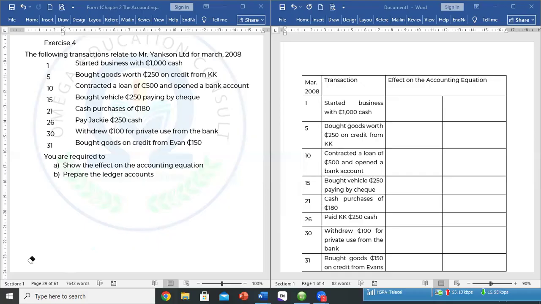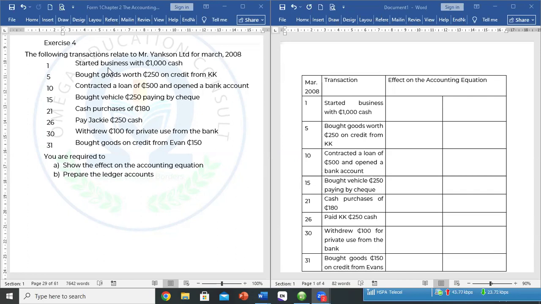I think so far we have been able to go through the 11 transactions I spoke about. So you have a general understanding of what to do when the owner makes investment or starts a business, when the business buys an asset, when the business acquires a loan, etc. Right? Okay. So let's look at this question. I'll do the reading myself so we can move faster. The following transactions relate to Mr. Yangson Limited for March 2008.